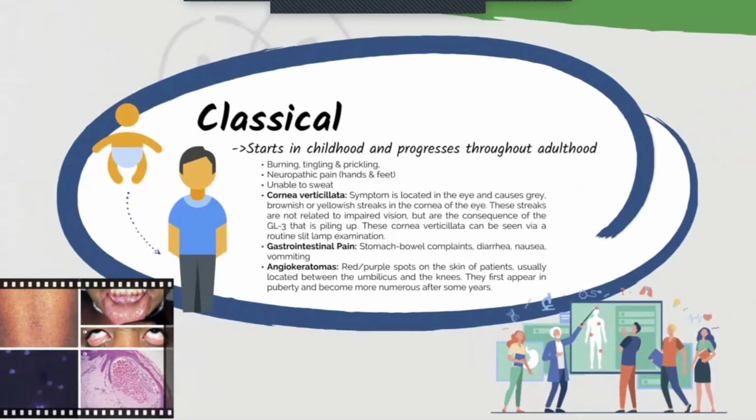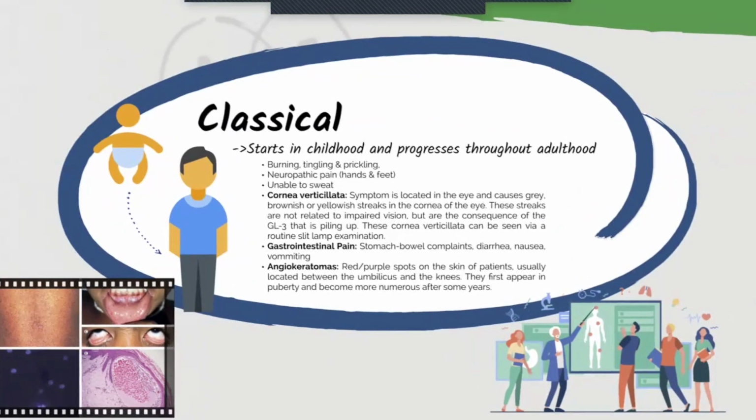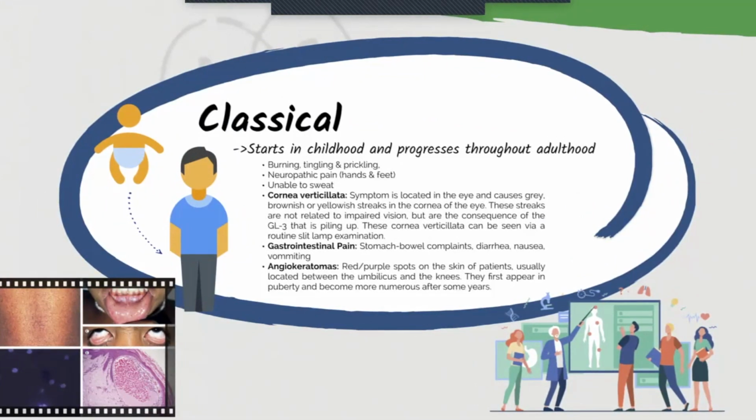As for the more physical features, the first one we'll talk about is cornea verticillata. As shown in the picture on the left, it's basically the progression of brownish streaks within the cornea of the eye, which is caused by the GL3 buildup within the lysosome, and the main outcome is vision problems.